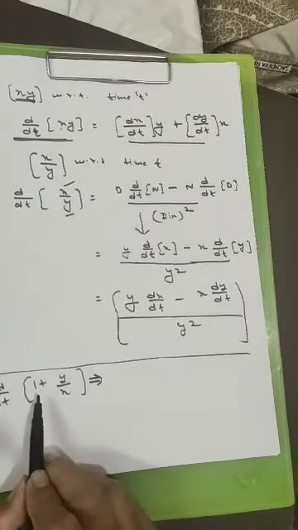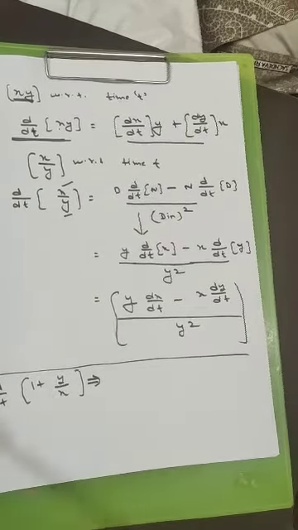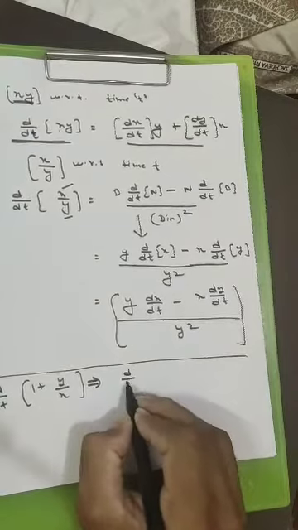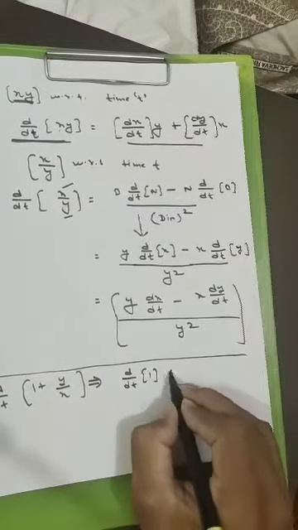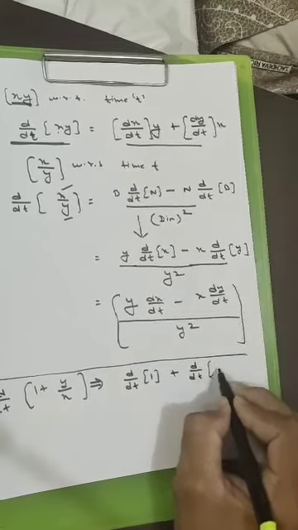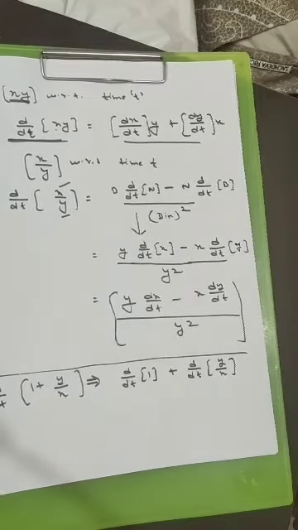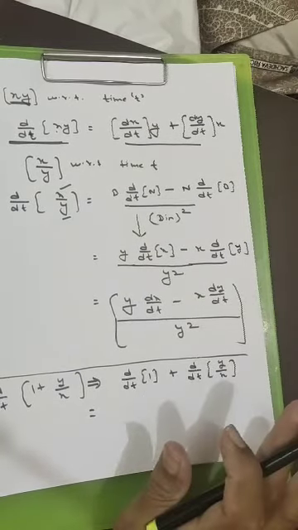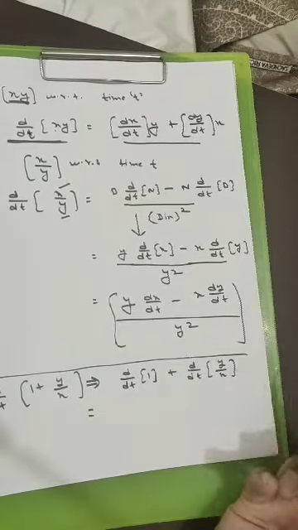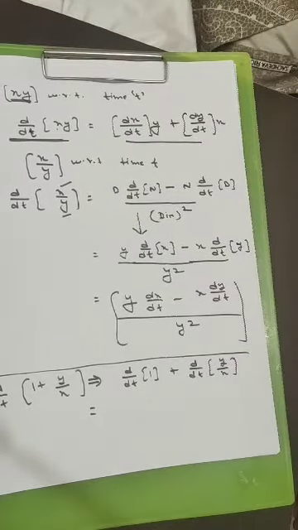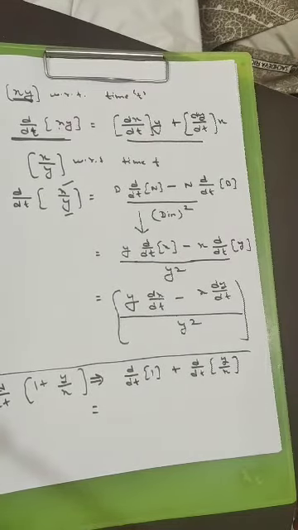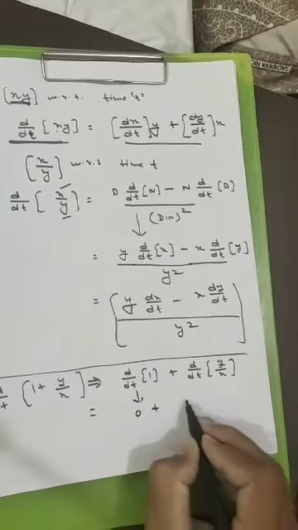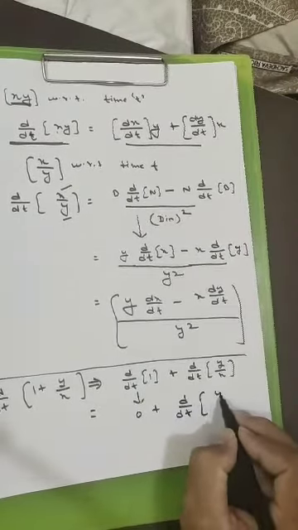Here there are two quantities in 1 plus y by x. First of all, we will open this bracket: d by dt of 1 plus d by dt of y by x. Now d by dt of 1: what is 1? This is a constant. I told you that c, or 1, 2, 3, whatever it may be, pi or e, whose values are not variable, is a constant. So differentiation of a constant is 0, plus d by dt of y by x.